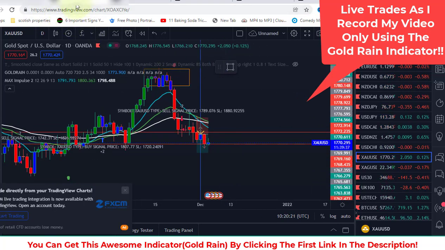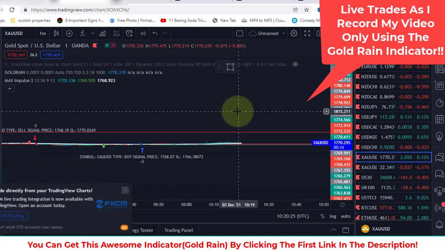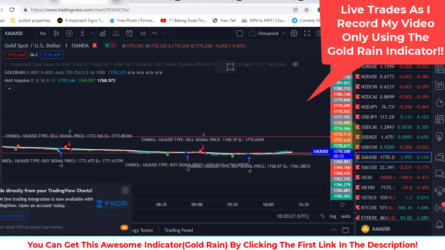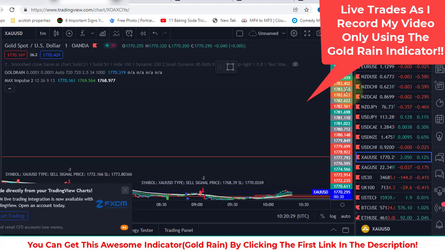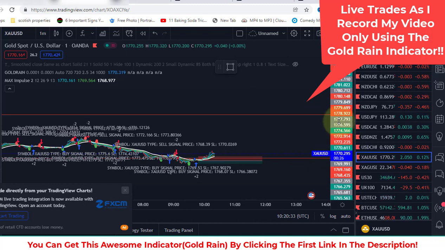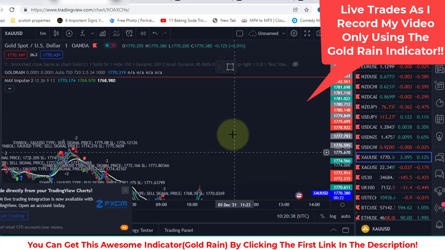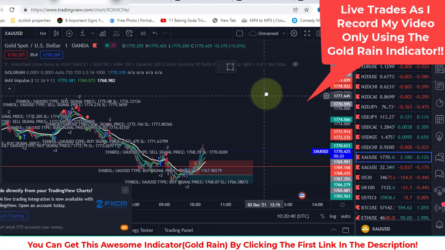So if I change this to 1 minute time frame, let's see what happened with the gold, guys. Again, gold is different in terms of volatility. So I'm not sure if the trade was right for the gold. But I would go back to my MT4, guys.